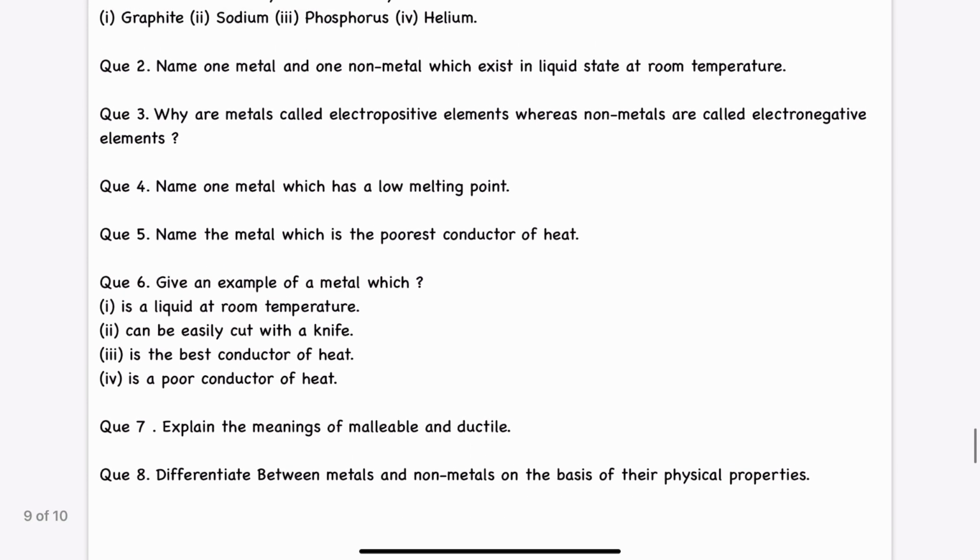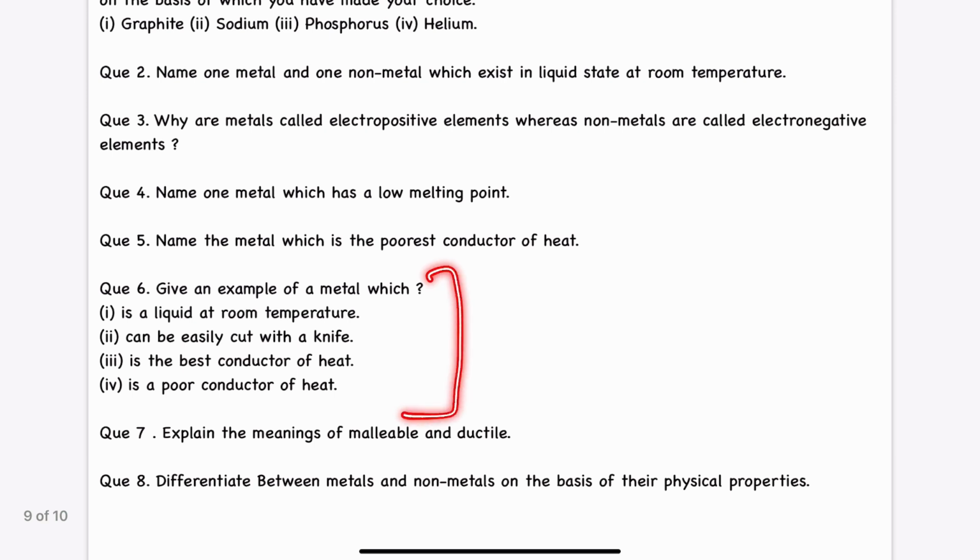Give an example of metals. This is a question which came in CBSE 2020 also: a metal that is a liquid at room temperature, can be easily cut with a knife, is the best conductor of heat, is a poor conductor of heat. Explain the meanings of malleable and ductile. In the lecture I have spoken about their definitions also and what they mean. Differentiate between metals and non-metals on the basis of physical properties.